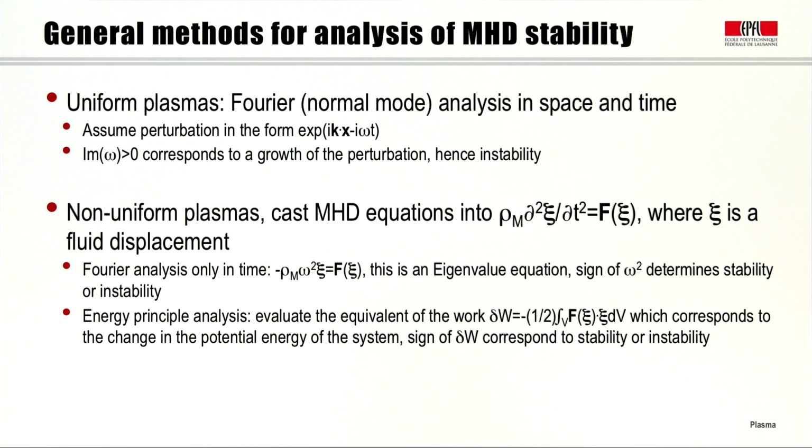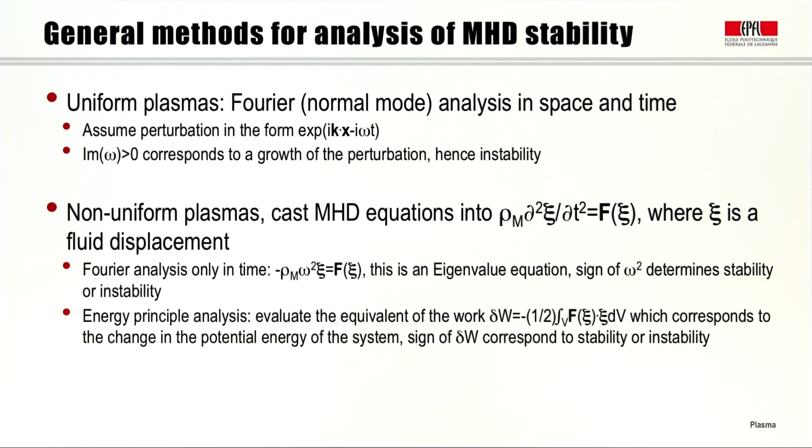Now let's look at some general methods for the analysis of MHD stability. For uniform plasmas, we can perform a Fourier analysis in space and time. This corresponds to a normal mode analysis. So we assume perturbations in the form of exponential of i k dot x minus i omega t, and then we look at the imaginary part of omega, the wave frequency. If the imaginary part of omega is positive, the perturbation grows, and so we are in a situation where an instability develops.